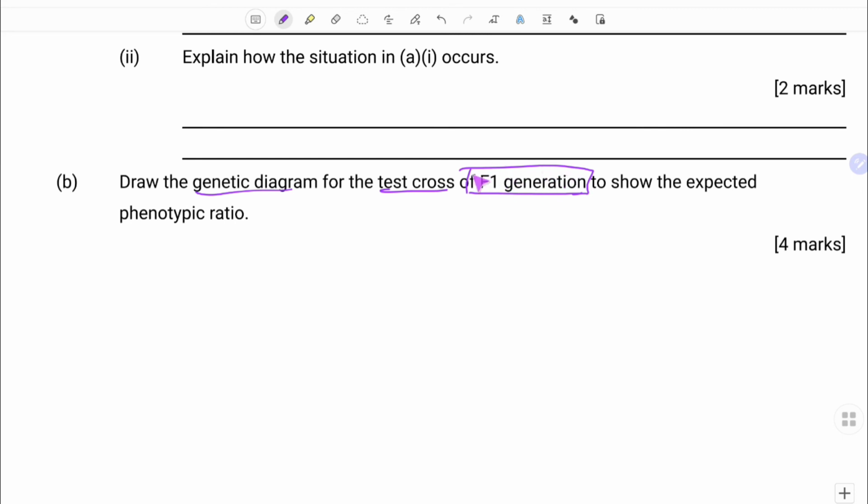So this is the only question yang dia cakap tak perlu start pada P, tapi dia kata draw yang F1 sahaja untuk show the expected. So the expected kat sini nak kata dia nak suruh awak lukis diagram for the Mendel punya law punya dihybrid test cross, bukannya yang linked gene. Sebab linked gene itu observe, yang ni adalah expected. So kita kena draw yang teori punya, iaitu Mendel punya dihybrid test cross, dan start daripada F1 generation. So itu sahaja.